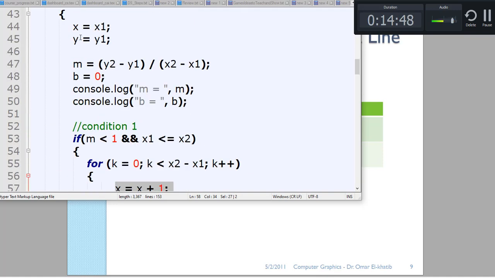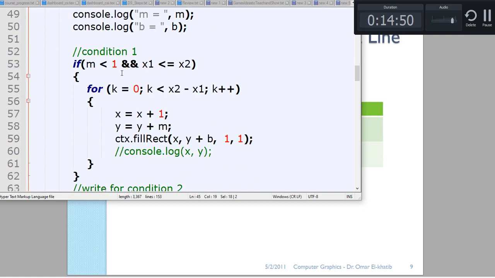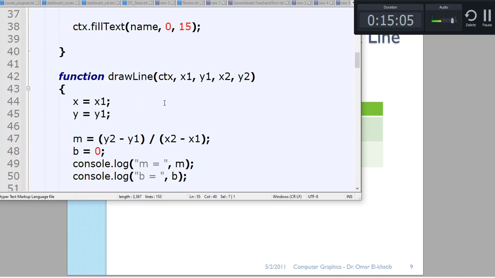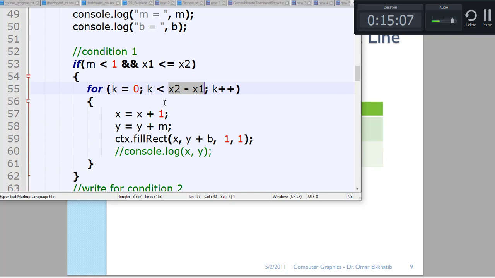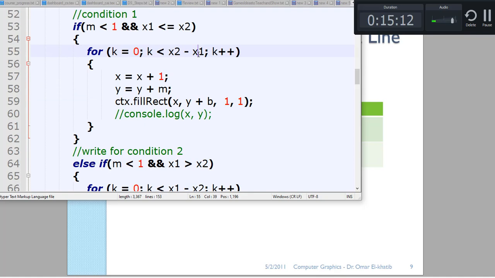So I am updating my x and y. I start with x1, y1, and I am updating my x and y. Okay, so this is next x and this is next y, and then I print it on the screen, and then this loop will continue. For how long will it continue? It will continue x2 minus x1. What is x2 minus x1? We will see the values of x2 minus x1. It's the difference between 2 points. So if this is 20 and this is 10, this will be 20 minus 10, which means 10. So this loop will go for 10 times. Okay, that's condition 1.